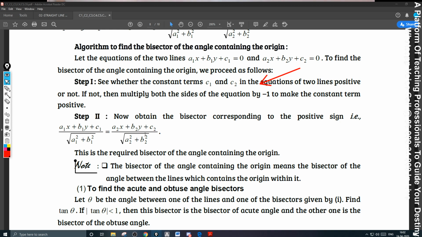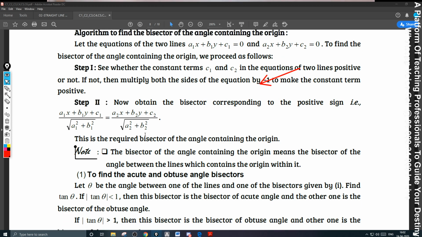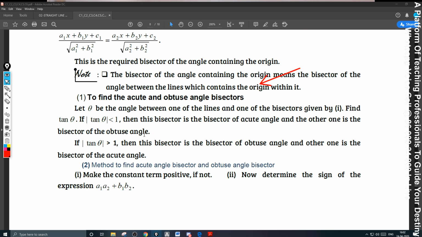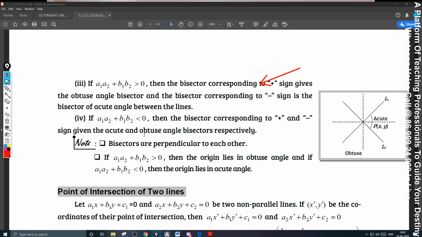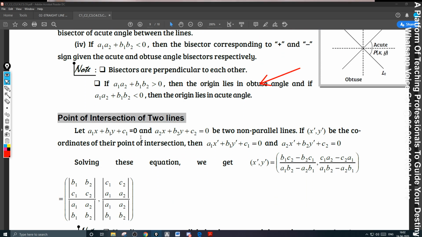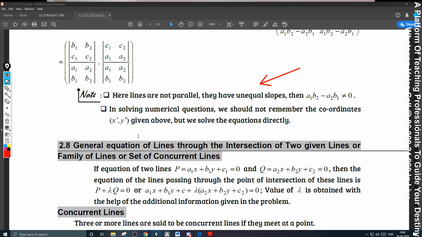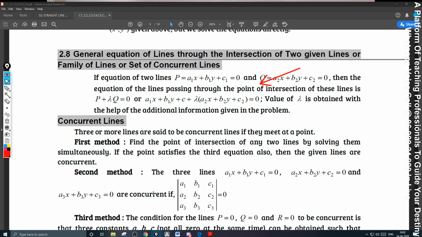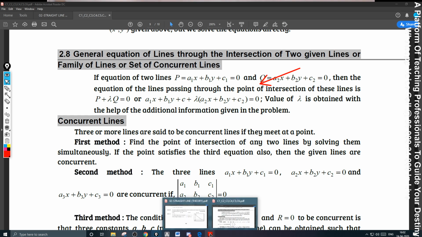he has not mentioned about a1a2 here. Let me check, please. One moment.